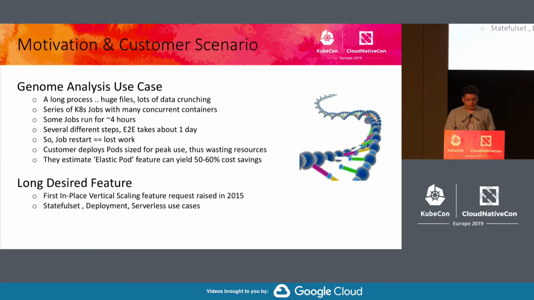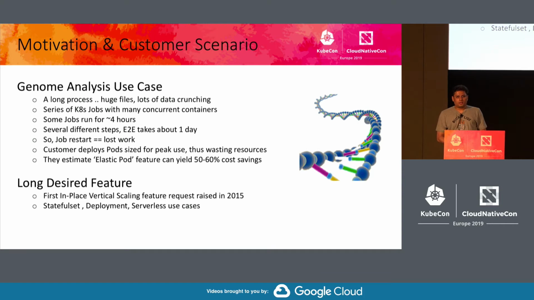So this is a biotech industry customer, and they are currently using Kubernetes jobs for running their applications. This is a very long process. What I understand is that the end-to-end run for an analysis takes almost a day, and they have some jobs which run for almost 4 hours. So if your pod were to get killed or restarted because of resources, they lose a lot of work.